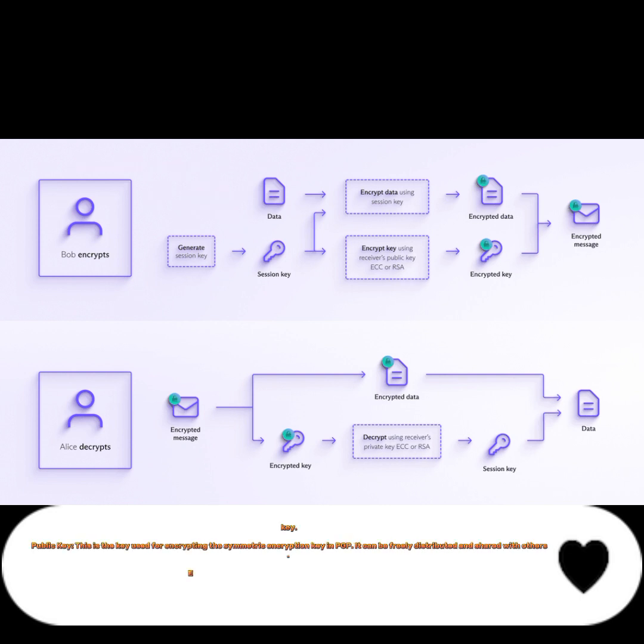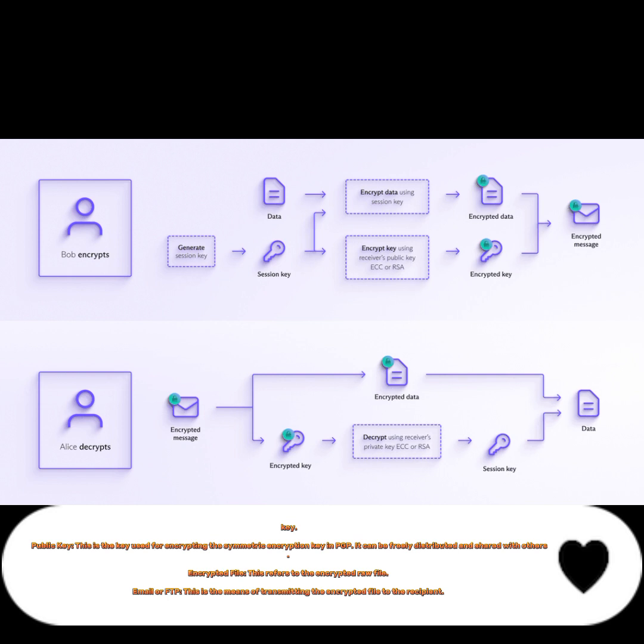Public key. This is the key used for encrypting the symmetric encryption key in PGP. It can be freely distributed and shared with others. Encrypted file. This refers to the encrypted raw file. Email or FTP. This is the means of transmitting the encrypted file to the recipient.